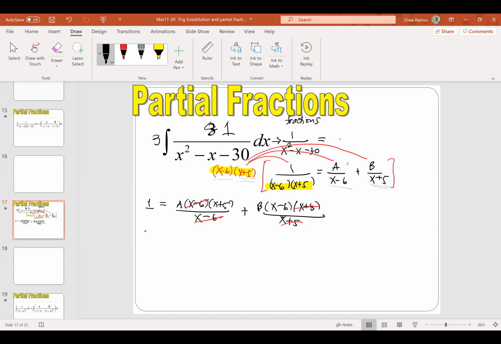So the new version of the equation is a times x plus 5 plus b times x minus 6.